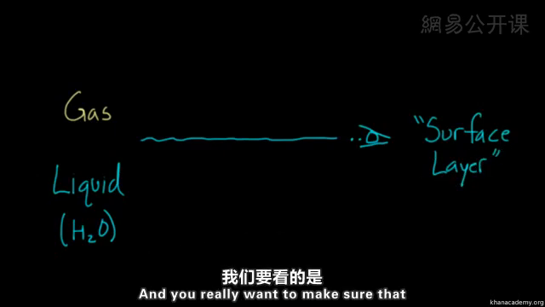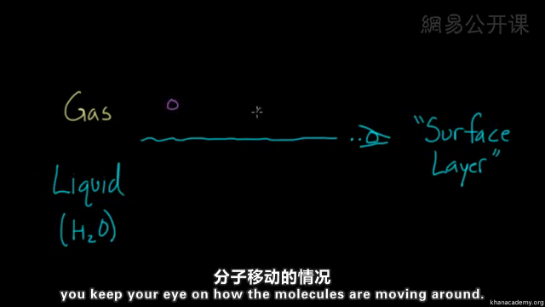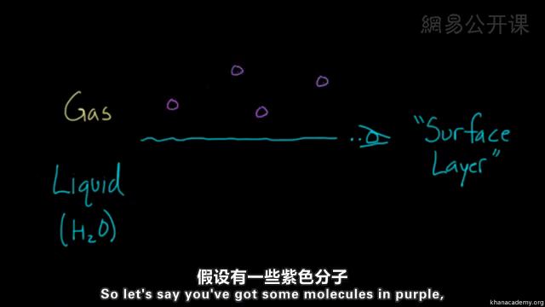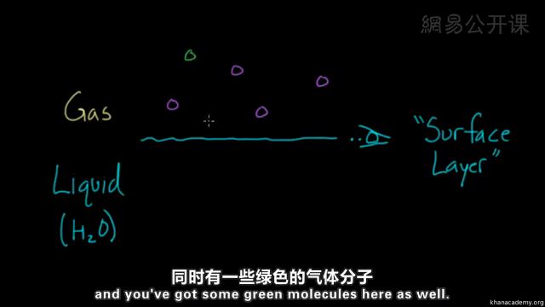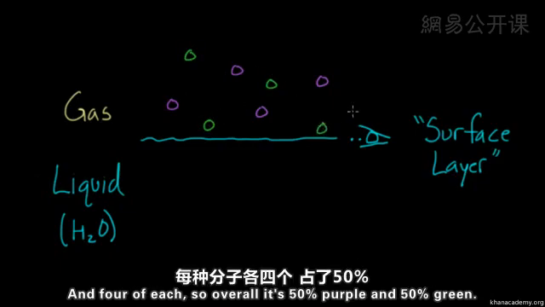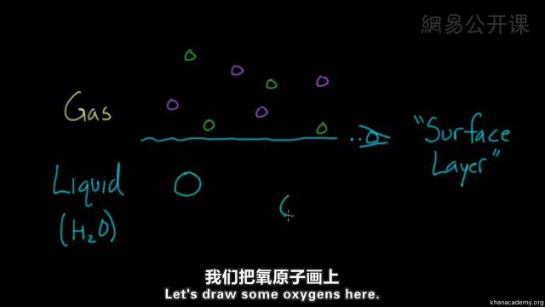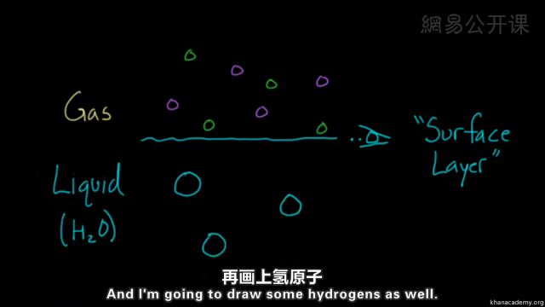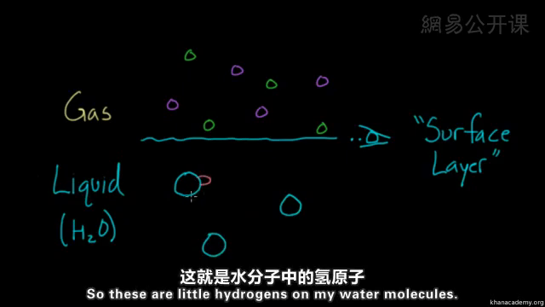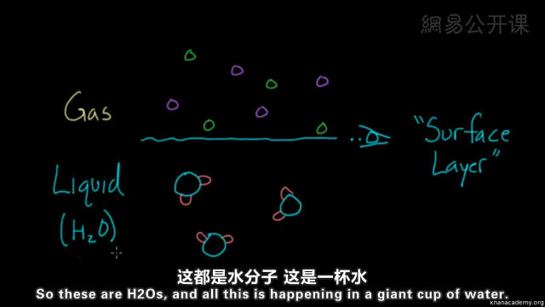And you really want to make sure that you keep your eye on how the molecules are moving around. So let's say you've got some molecules in purple, and you've got some green molecules here as well, 4 of each. So overall it's 50% purple and 50% green. And down below you've got some water molecules. Let's draw some oxygens here, and I'm going to draw some hydrogens as well. So these are little hydrogens on my water molecules. So these are H2Os, and all of this is happening, let's say, in a giant cup of water.